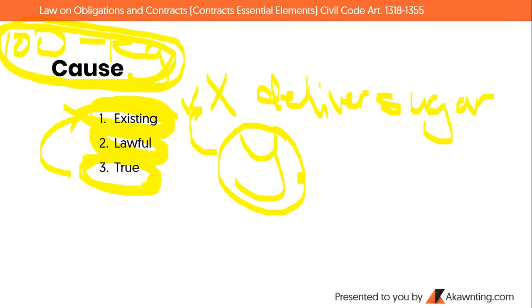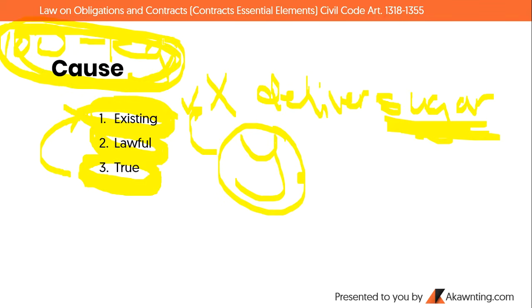Actually, pares lang yan sa number 1. Ang pagkakaiba lang is yung number 3, we are actually referring to the statement in a contract. So for example, X delivers sugar to Y. Yung kanina hindi natin binanggit yung 100, so binanggit niya mismo dun sa contract 100 pesos per kilogram.